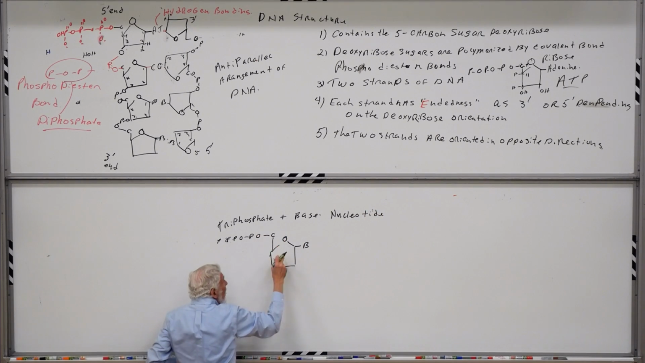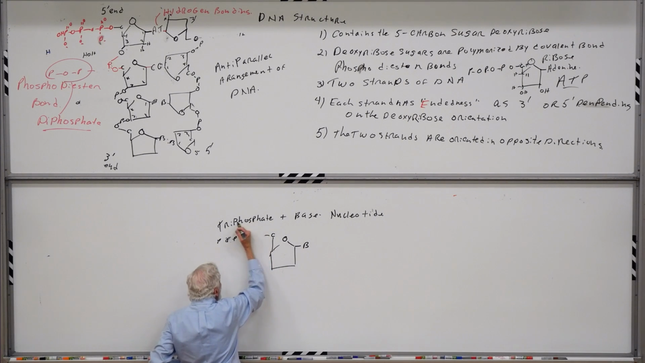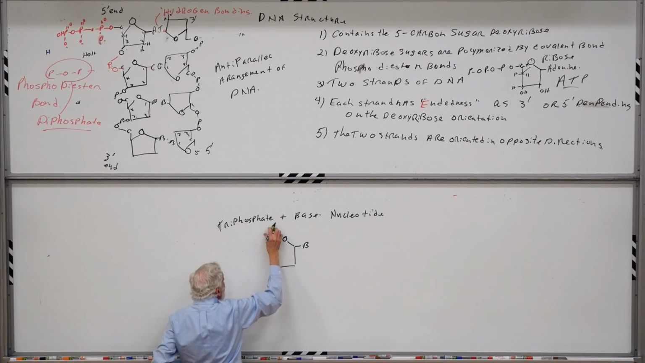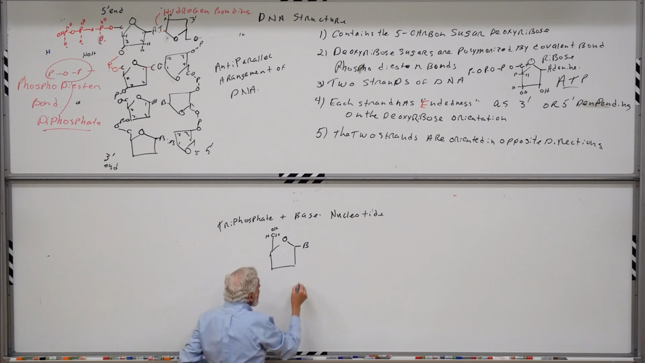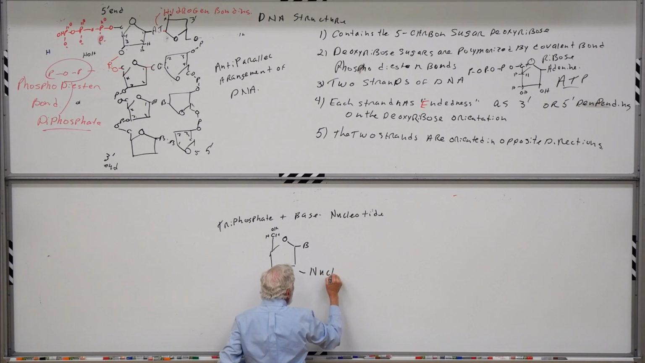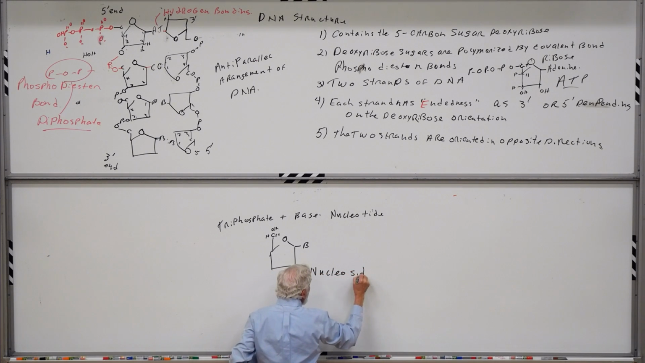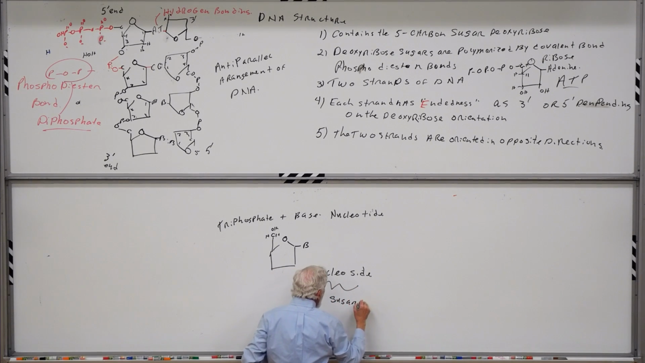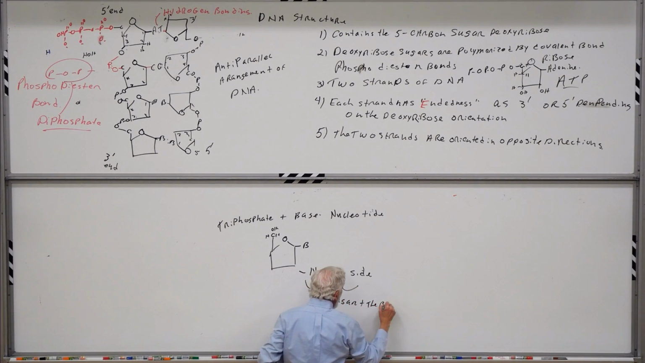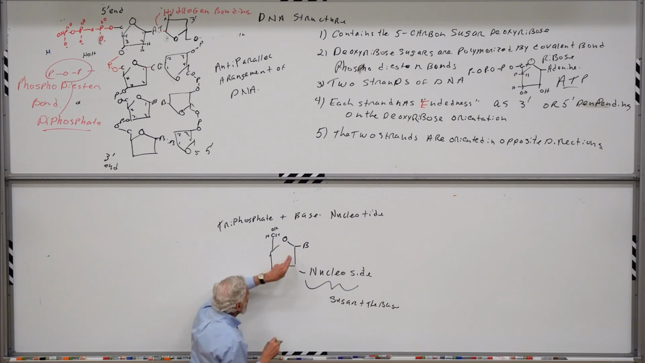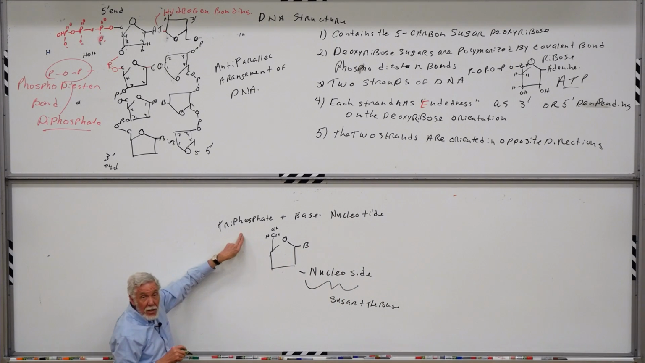If we have the 5 carbon sugar without the triphosphate, so this is a carbon, hydrogen, or hydroxyl hydrogen, this is said to be a nucleoside. So the side is the sugar plus the base. The tide is the sugar, the base, and the triphosphate.